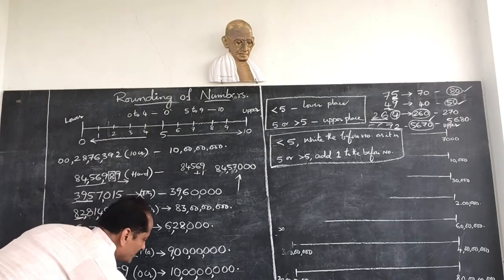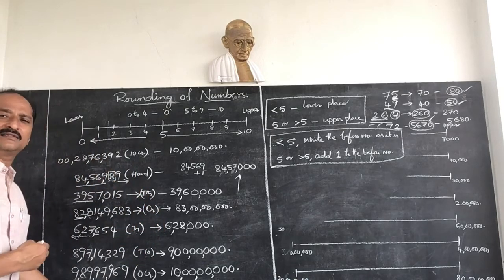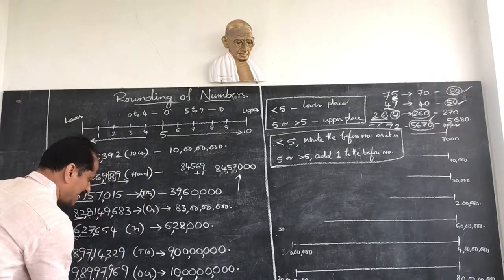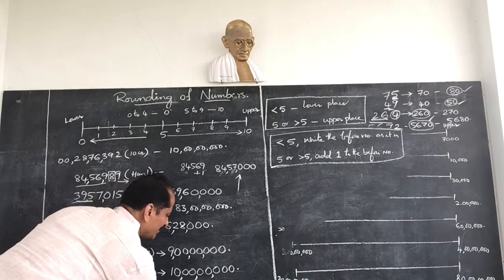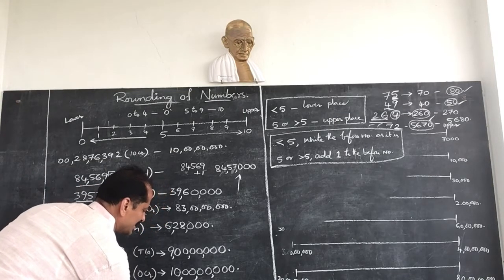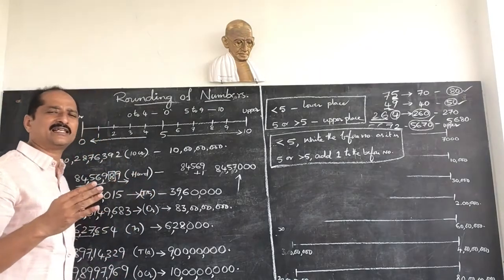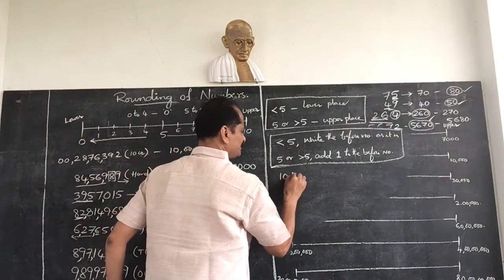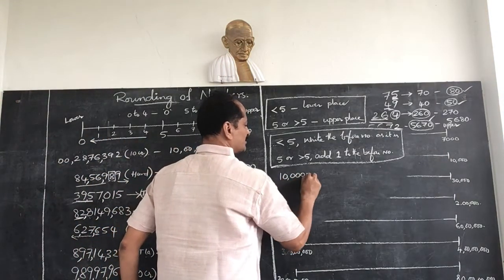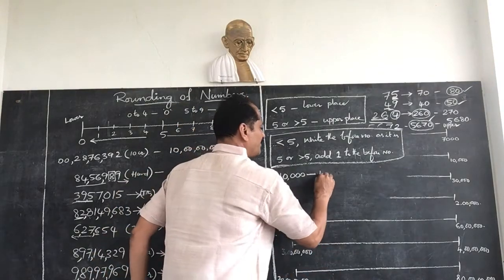3294 plus 1 is 3295, and the remaining numbers are zeros. So including this, all zeros, 1, 2, 3, 4. So units, thousands, lakhs, crores. So 10,000's means 4 zeros. In 10,000, how many zeros will be there? In 10,000, 4 zeros. So if you want to round off this number to the 10,000s place, write 4 zeros.